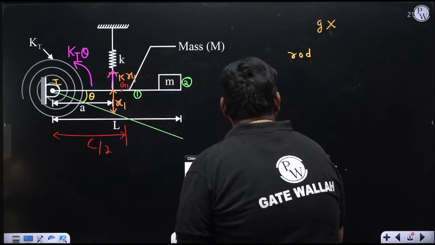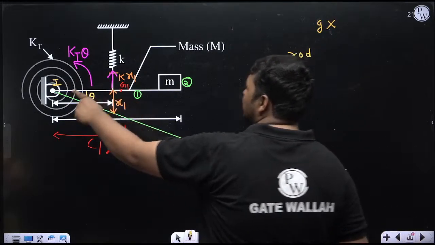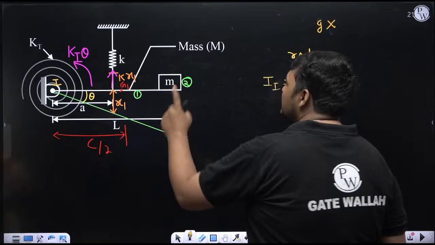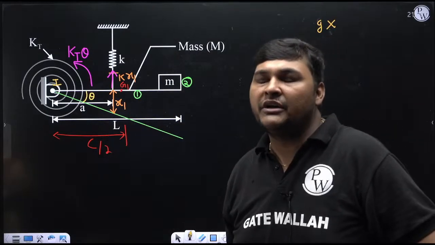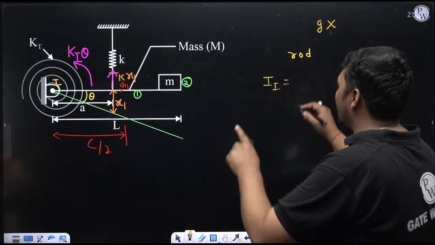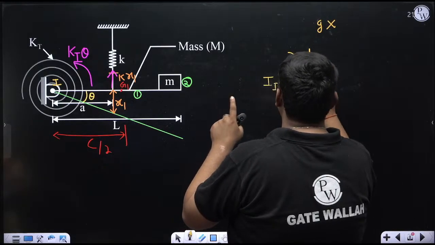Now, to calculate the mass moment of inertia of the rod about the I center, I need to use the parallel axis theorem, because the I center is not coinciding with G1. So first calculate about G1, and we know the formula for the mass moment of inertia of a rod about its center of gravity is ML square by 12. Here the mass of the rod is capital M and the length is capital L, so it is ML square divided by 12. But it is about the center of gravity.